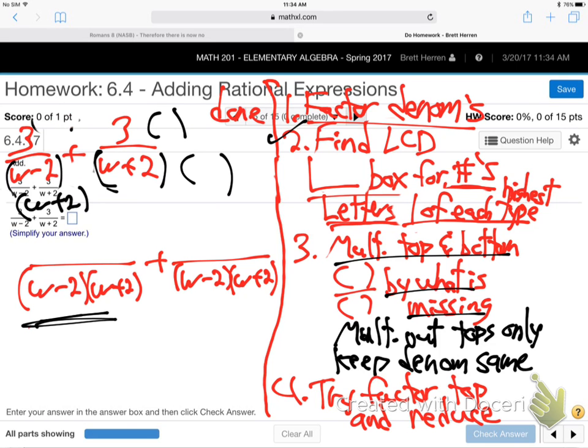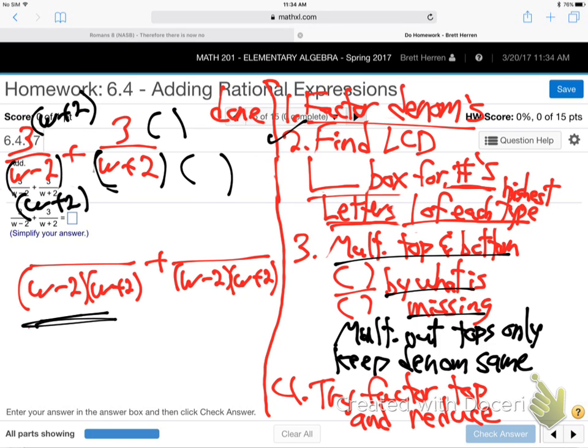So 2 scribbled in there. Let me make it a little bigger. Is that good? Top and bottom by W plus 2. See that? Top and bottom by W plus 2, because that's what he's missing to become the same as the common. Everybody see this step? So you get the common denominator, one of each type. And then you go back and you give them what they're missing to become the same as the bottom. Go to the next one.